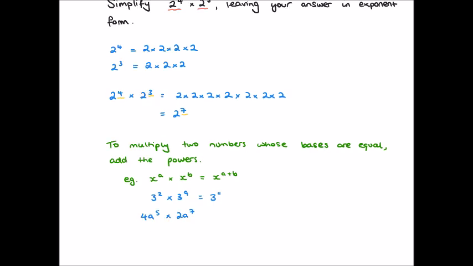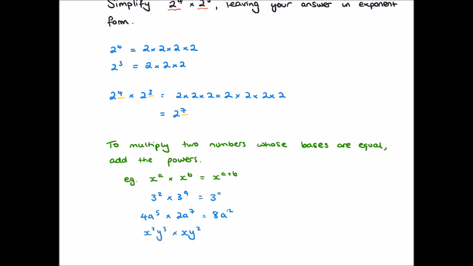It's worth noting that we do need to be a little bit careful when it comes to dealing with algebraic expressions whose coefficients are not equal to 1. So 4a to the 5th power times 2a to the 7th power. In this case, we multiply the coefficients. So we times 4 by 2 to get 8, and then we add the powers of the algebraic part. 5 add 7 is 12, so this is 8a to the power of 12.